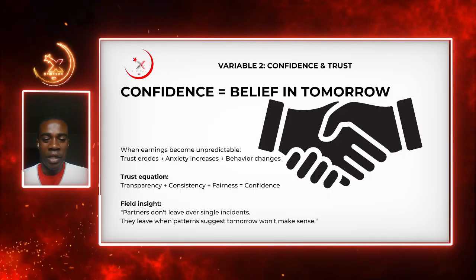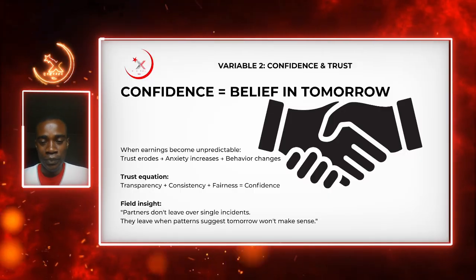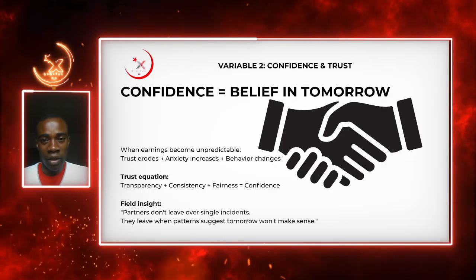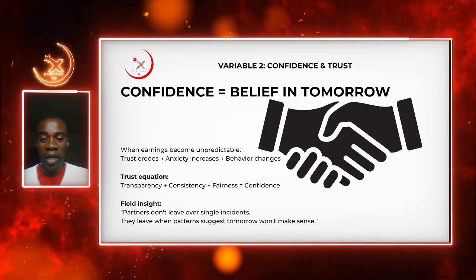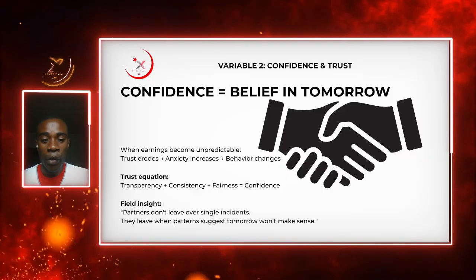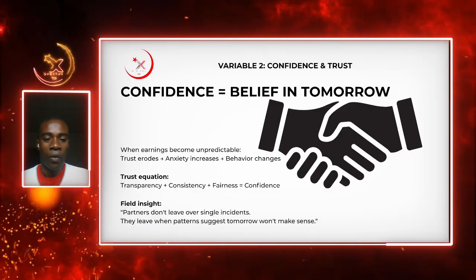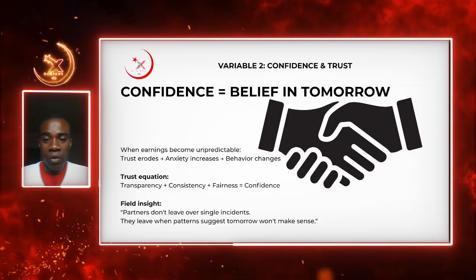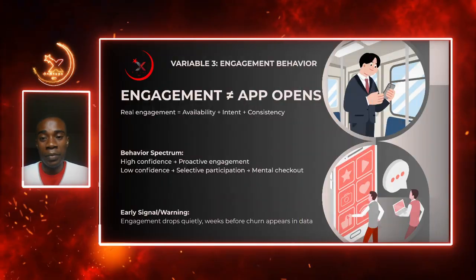So when earnings become unpredictable, partners start asking, if the platform is unpredictable here, then where else are they unpredictable? That question, that's where agent begins, that's where multi-apping accelerates, and that's where loyalty quietly erodes. Now, when confidence drops, it does not just create anxiety, but it also shapes how partners choose to participate.